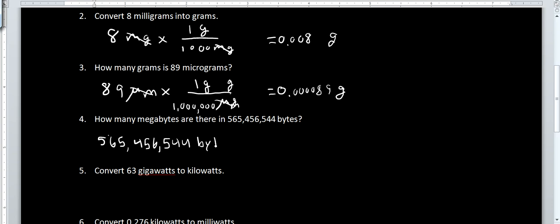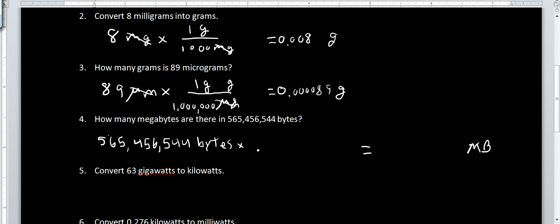How many megabytes are there in 565,456,544 bytes? Bytes is a quantity of information in computers. You might have heard that before. And we're looking for megabytes. So we're looking to change bytes into megabytes. And this is something that you might have seen as well. A big M stands for megabytes, MB.